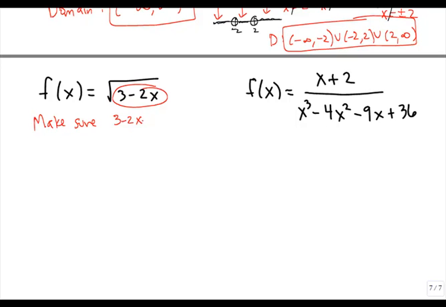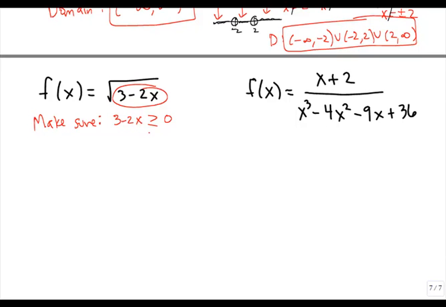So what's the opposite of being negative? Well, being positive or 0. We are allowed to take the square root of 0, and we are allowed to take the square root of positives. So all we're going to do to find this domain is we're going to force this expression, 3 minus 2x, to be greater than or equal to 0.